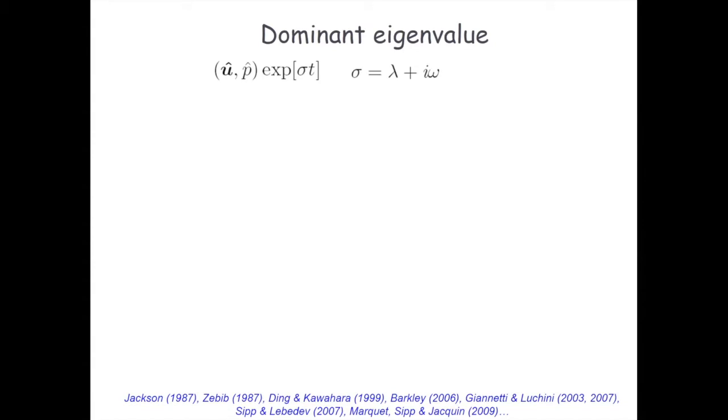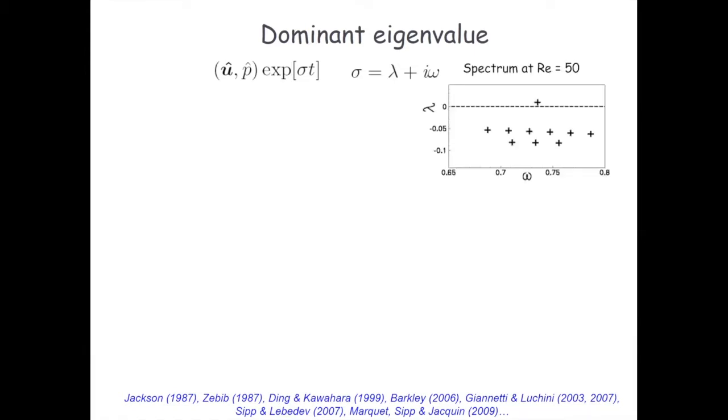So now let's apply that to the cylinder flow. That has been done very early on by Jackson and Zebib in '87, and then repeatedly since then. You see here is just a subpart of the spectrum. The spectrum is very, very full of eigenvalues given the size of the matrix that you consider. But still, here are some of the dominant, let's say, least stable eigenmodes. And you see that one, with the cross here, is actually unstable.